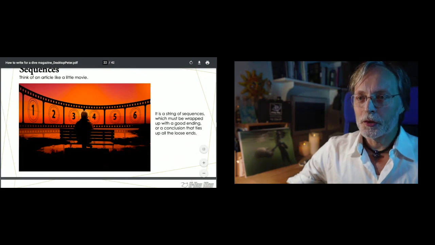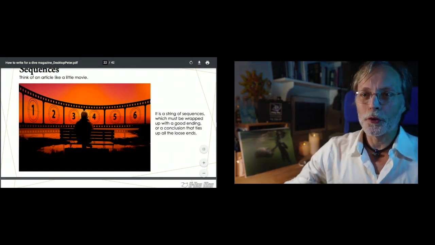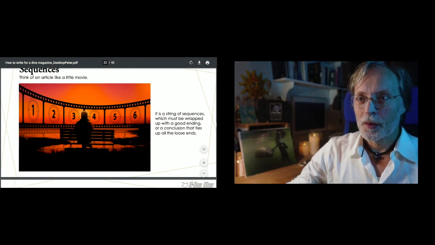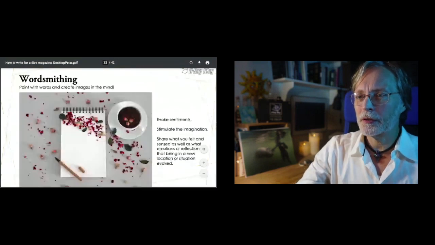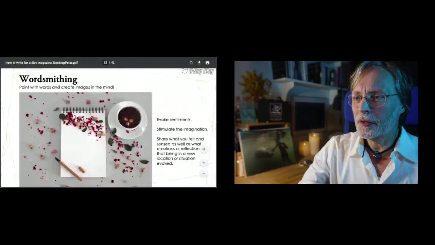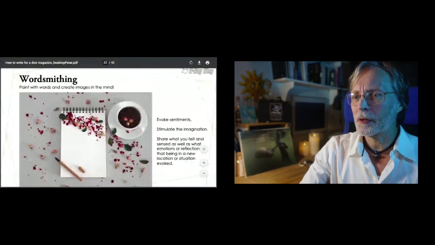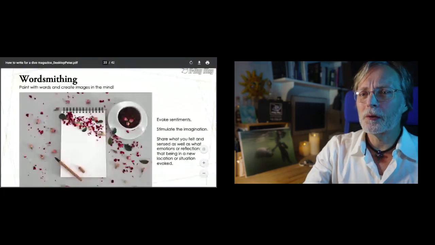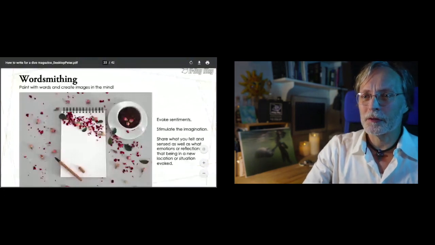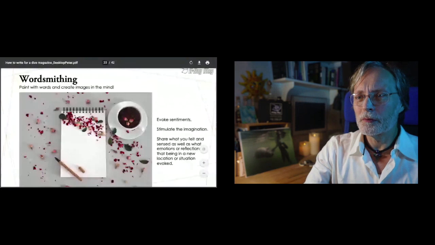Now we can get into writing, wordsmithing. Paint with words and create some images. Evoke sentiments, just be creative. Stimulate the imagination. Like I said in the beginning, it is a way of relating to others. So share what you felt, sensed, and what emotions or reflections came from being in a new location or situation.